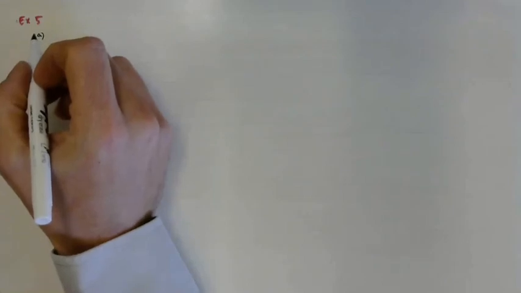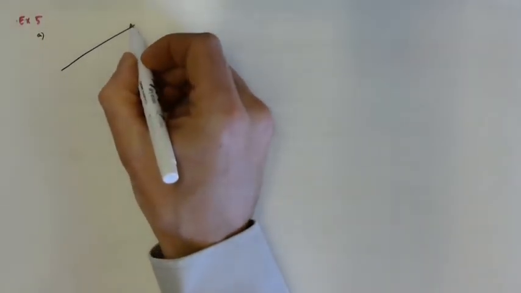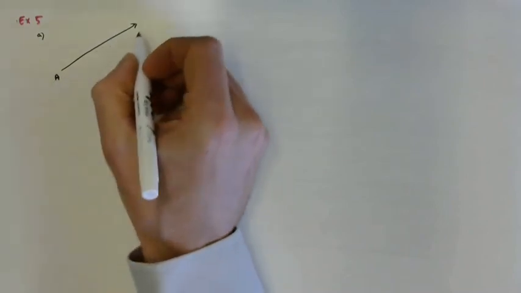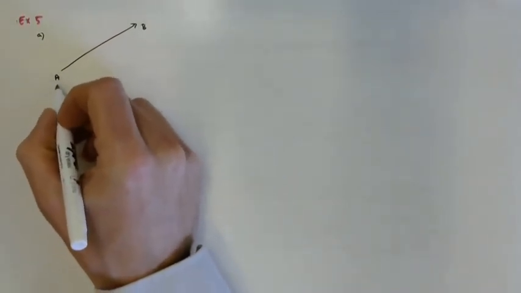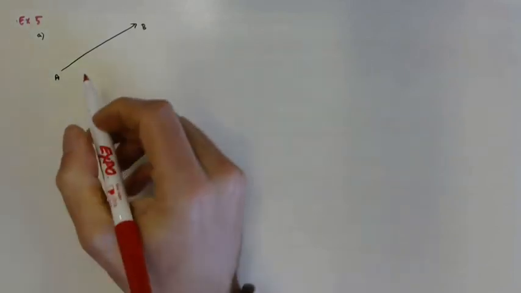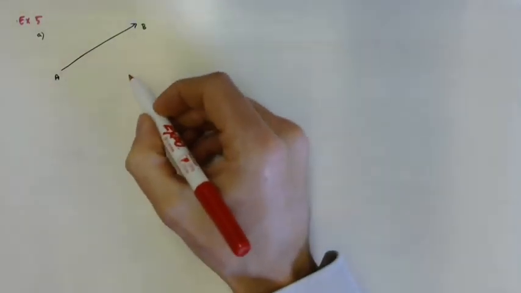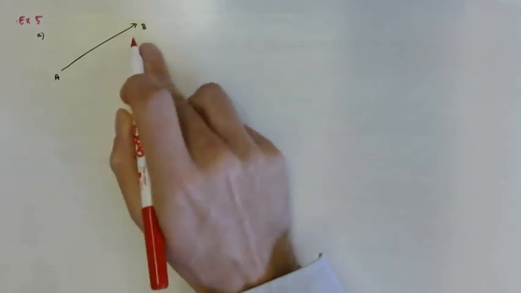Example 5, we're talking about equivalent and opposite vectors. In A, we're given a diagram of a vector, a picture of a vector, and told to draw a vector equivalent to it. It's as easy as it looks. There's vector AB. We have the tail and the tip, and we need to draw vector EF, and it has to be equivalent. So equivalent means location doesn't matter, but it does have to have the same direction and the same magnitude.